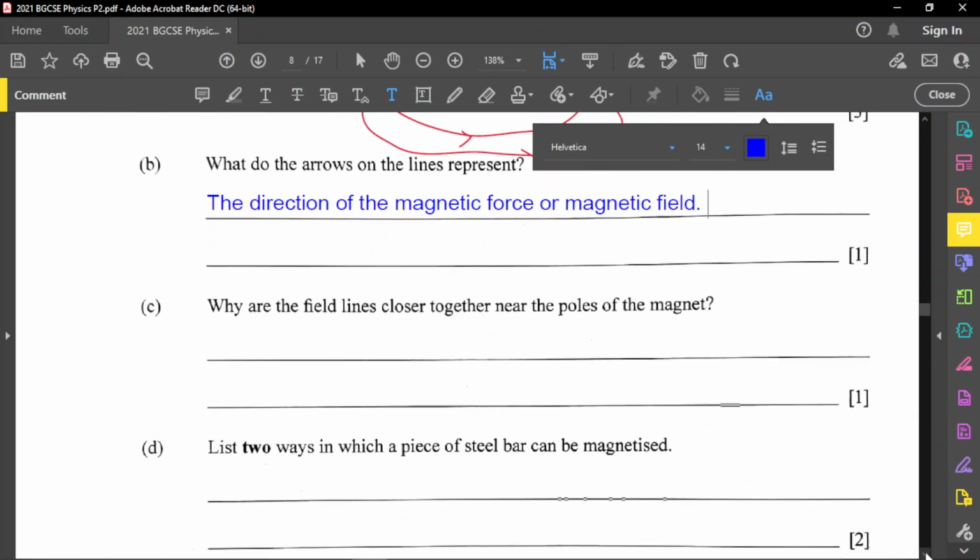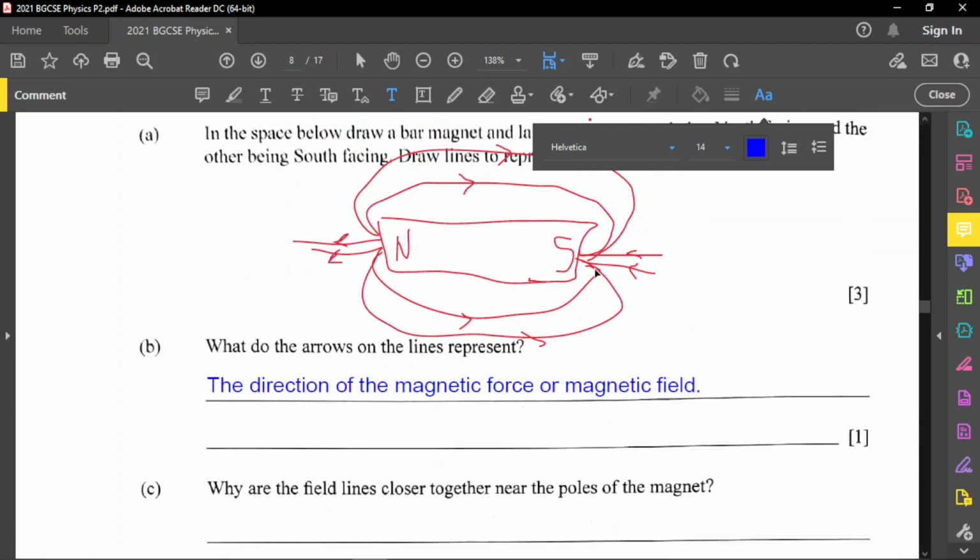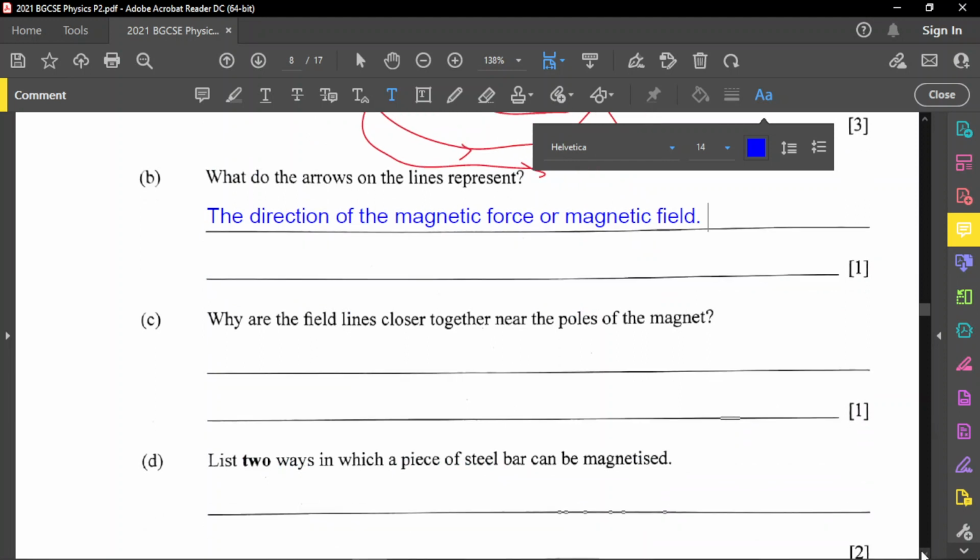So why are the field lines closer together near the poles of the magnets? If you notice the magnet, the lines are closer at the ends, and they're further apart out at the sides of the magnet. Let's talk about why the lines are closer at the poles. The reason is that the magnetic field is stronger at the poles of a magnet, so the lines are concentrated more at the ends.